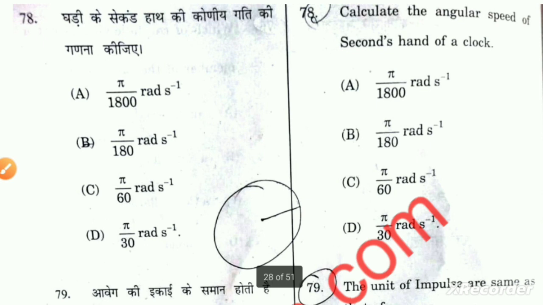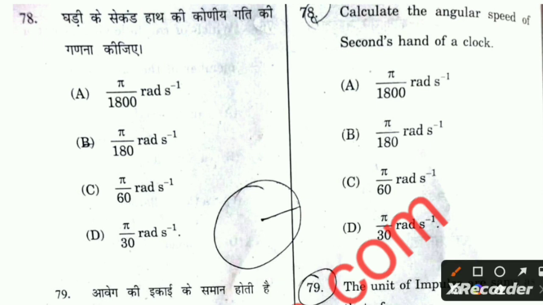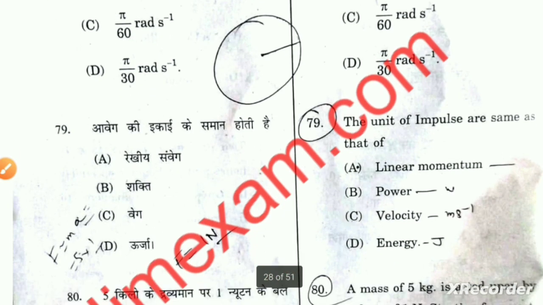So next question. Calculate the angular speed of the second hand of a clock. This is very important, the second hand of a clock. This is a direct value, and you can say the fourth option is the right option, pi upon 30 radians per second. This is a direct question asked in examination. So move to the next question.